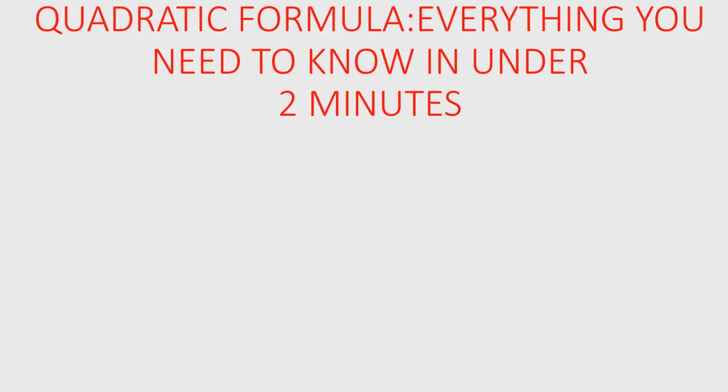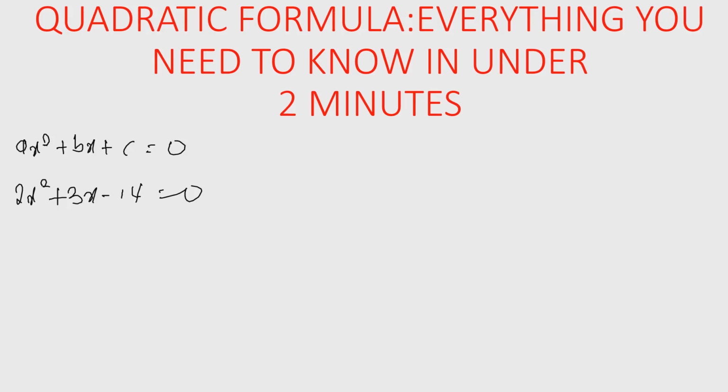Alright guys, welcome to today's tutorial. In this tutorial we are going to look at the quadratic formula and everything you need to know. First of all, a quadratic equation is like this: ax squared plus bx plus c is equal to 0. Now if you are to solve an equation like 2x squared plus 3x minus 14 equal to 0, the first thing you need to know is your formula.